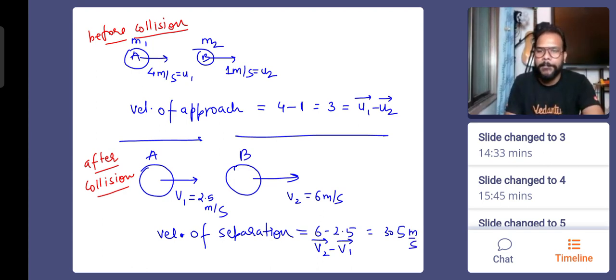Okay? We will never get the value of E greater than 1, and we will never get the value of E less than 0, practically. Yes, so E will always be between 0 and 1.